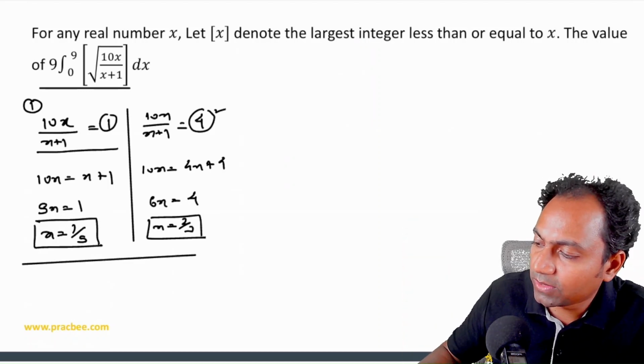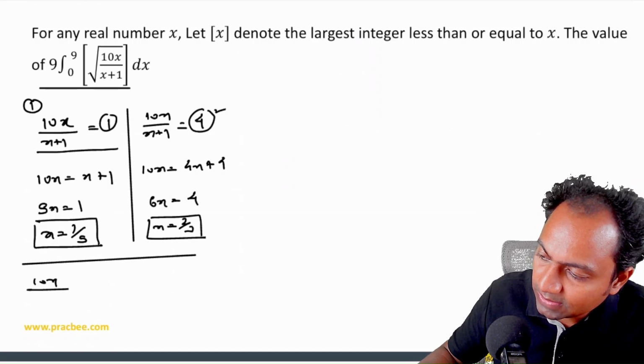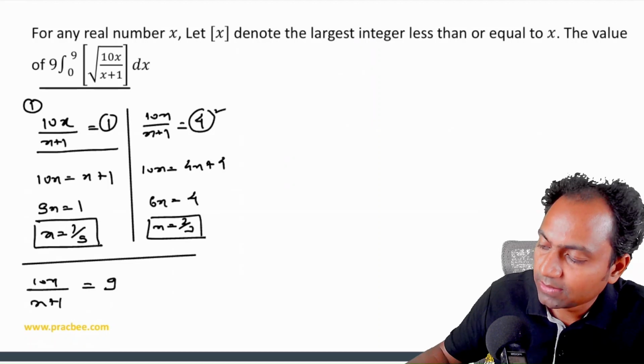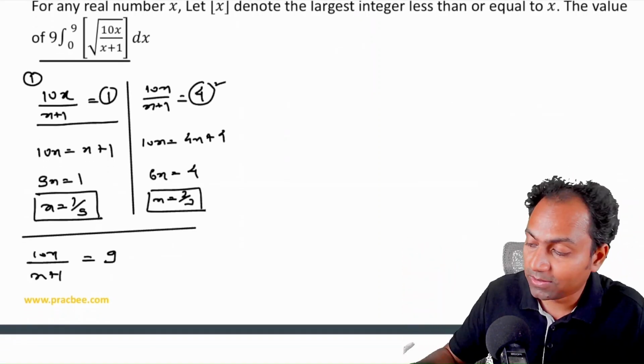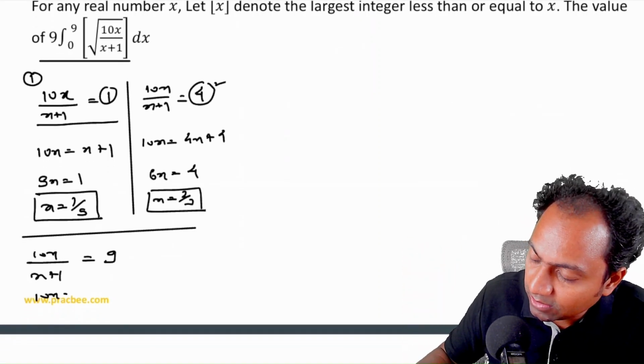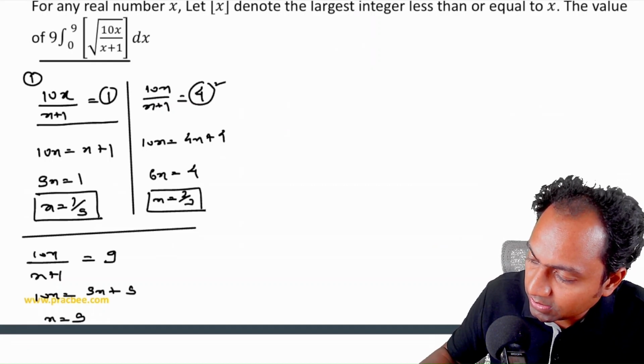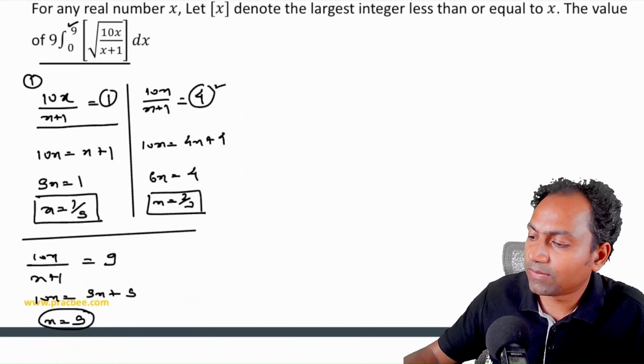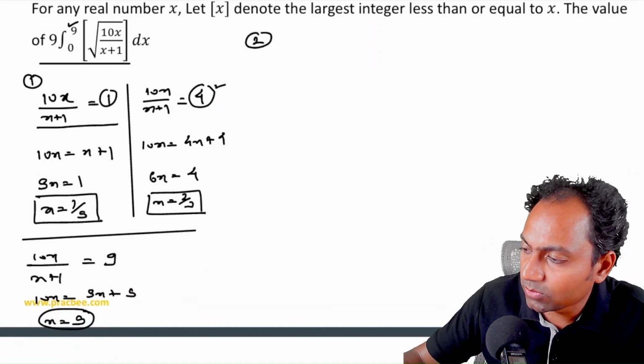Next, what we can do is move towards 10x by x plus 1 becoming the next value. That is nothing but 9, because root of 9 will become 3. So if I take this, that is nothing but 10x equal to 9x plus 9. You can see that x becomes 9. And if you look into the integral, we just need to go till 9 only. So now our problem is almost sorted.